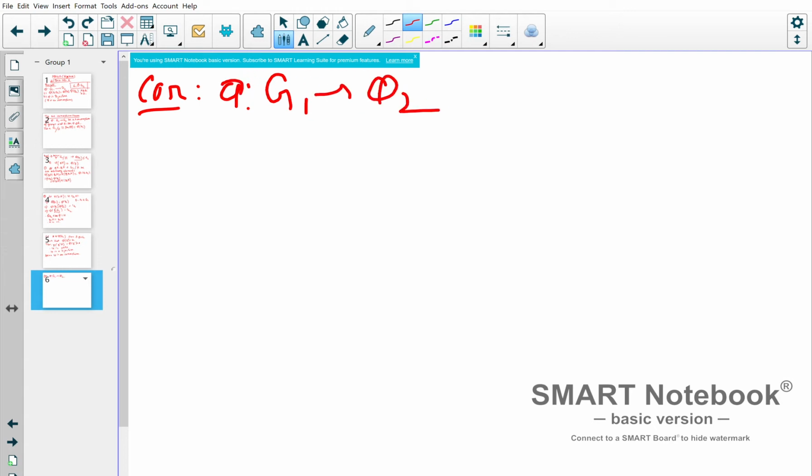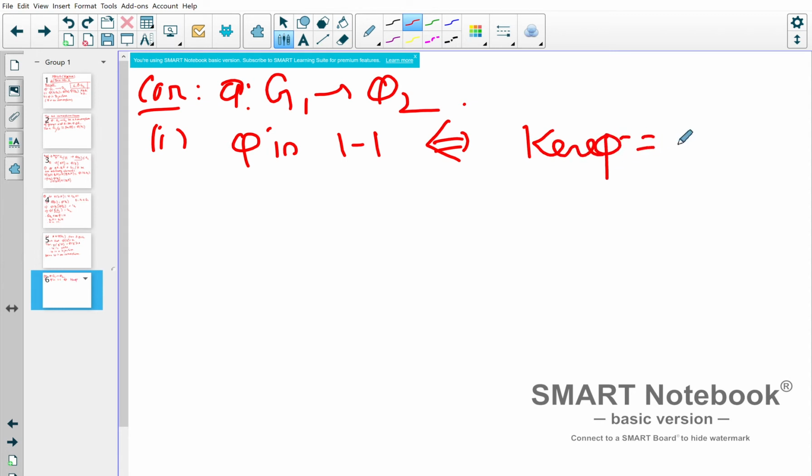Okay, and obviously you can write down that immediately you can say that this phi is 1-1 if and only if the kernel of phi is trivial. So what does that mean? This is containing only one element. So generally I will write down: kernel phi is trivial, and this is obvious.